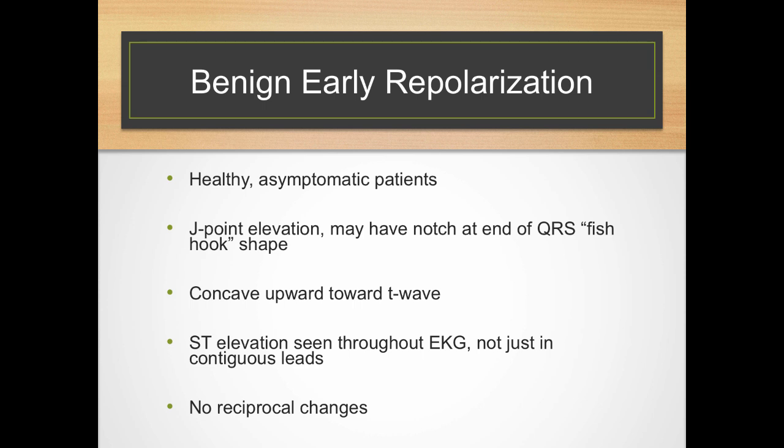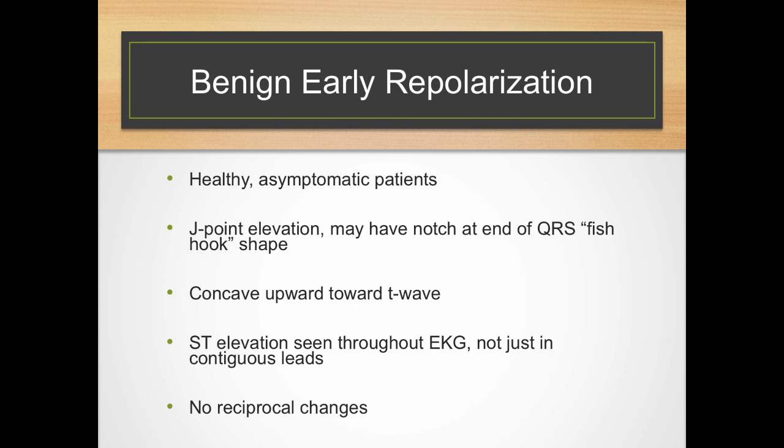And what this is, is just J point elevation. There might be a notch at the end of the QRS. Sometimes there is, sometimes there isn't. But the hallmark sign of benign early repolarization is this concave upward slope, a scoop into the T wave. And we'll pull up a 12 lead here in a moment. But this scooping up into the T wave with a J point elevation, and we're going to see this throughout the EKG.